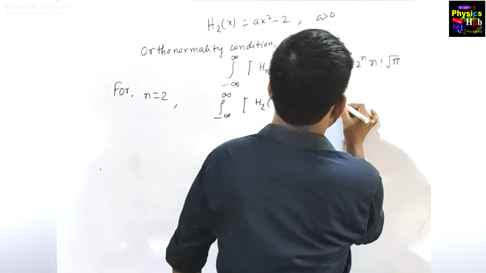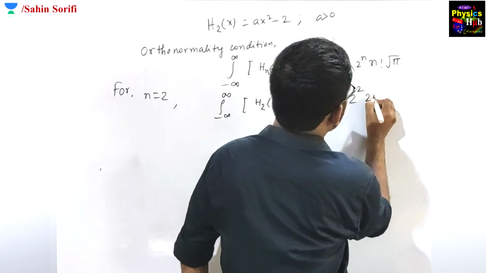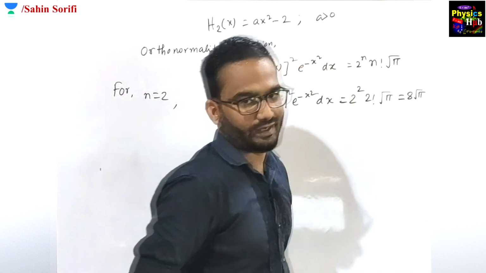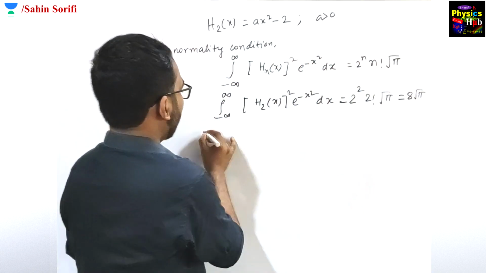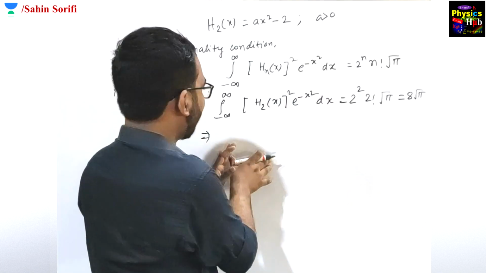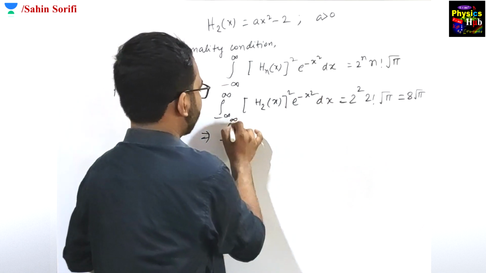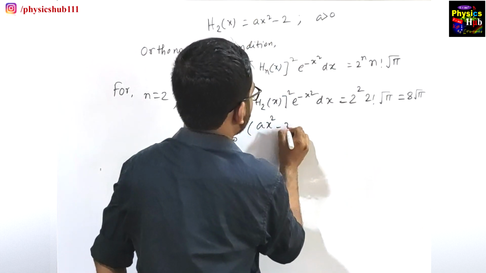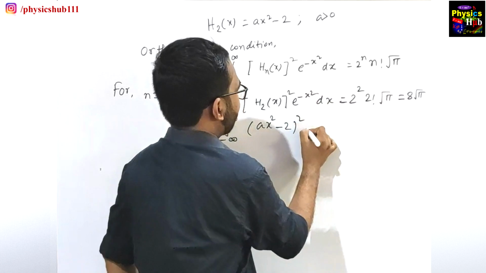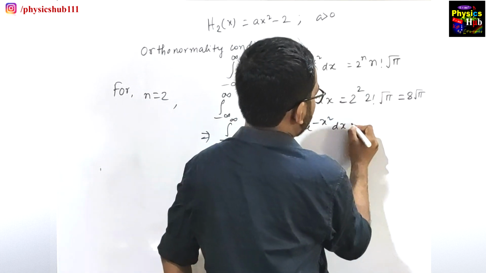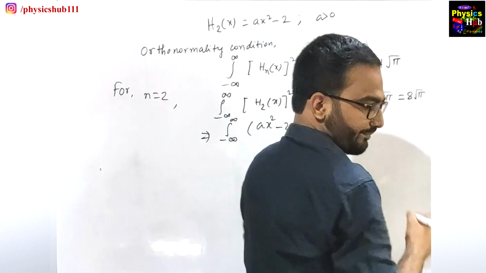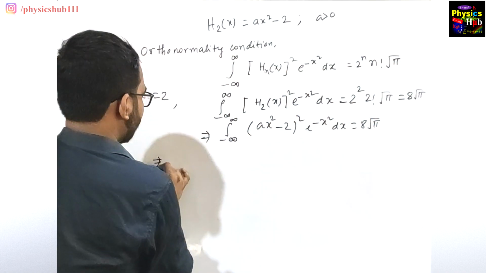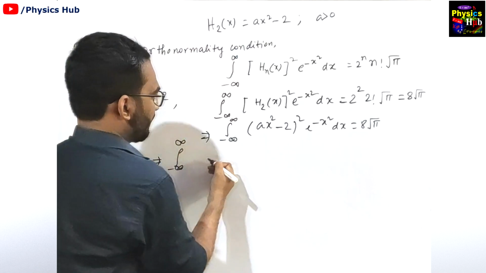This is equal to 2 square, 2 factorial, root pi, which means this is basically 8 root pi. So this left-hand side can be written like this: the integral from minus infinity to plus infinity of h(x), which is given to you by the expression (ax² − 2)² e^(−x²) dx, is equal to 8 root pi. Now we will just evaluate this integration and that will give us the result.